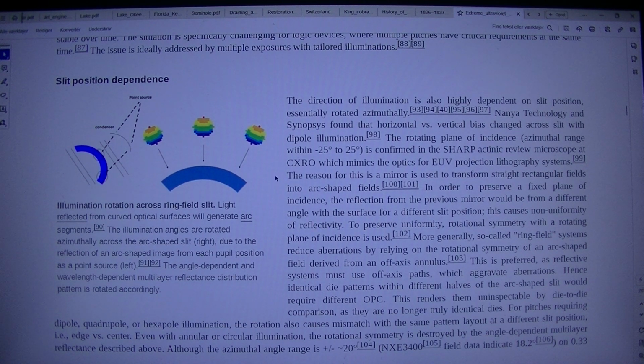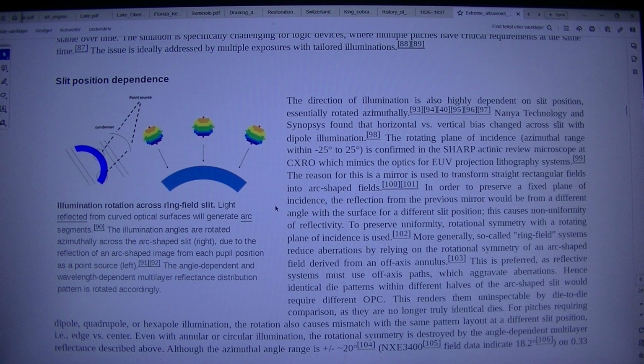The reason for this is that a mirror is used to transform straight rectangular fields into arc-shaped fields. In order to preserve a fixed plane of incidence, the reflection from the previous mirror would be from a different angle with the surface for a different slit position. This causes non-uniformity of reflectivity. To preserve uniformity, rotational symmetry with a rotating plane of incidence is used.